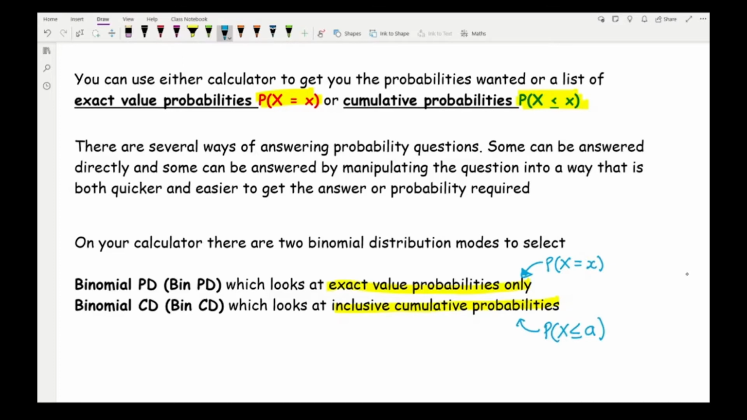For example, if you're wanting a sum of probabilities, then yes, you can use BPD and work out the individual probabilities. If you're wanting an exact value, then you can use binomial CD, but it just involves that little bit of manipulation, and sometimes you're making questions a lot more difficult. So it's really important you know when and where to use each of those two modes, which hopefully you'll gain more of an understanding of by continuing to watch this video.